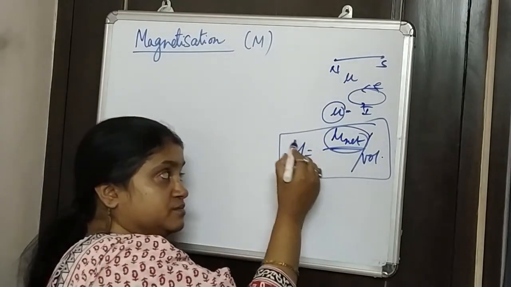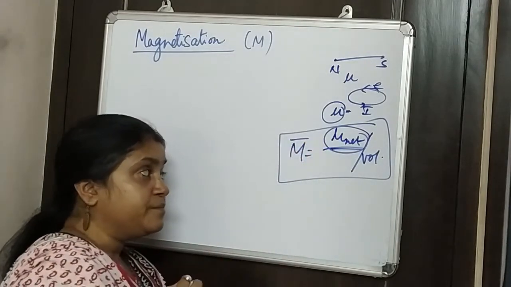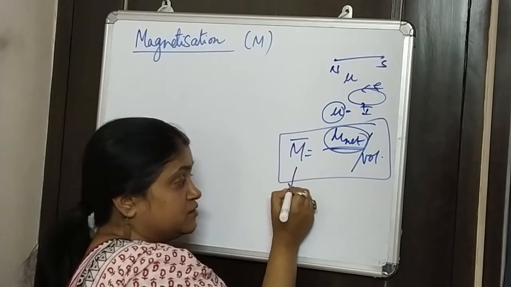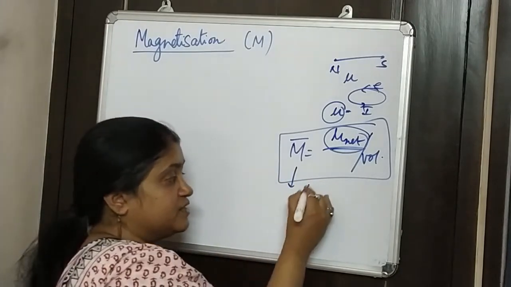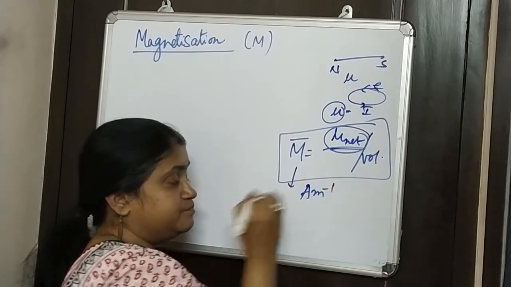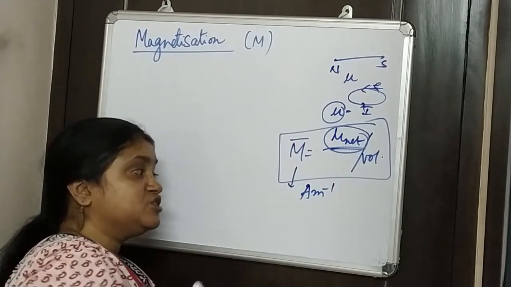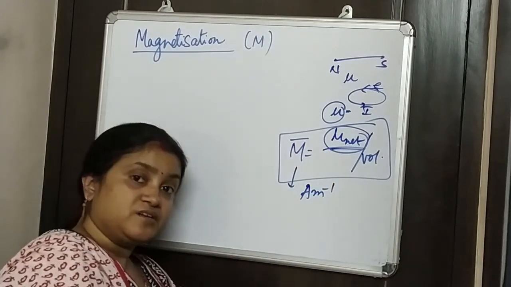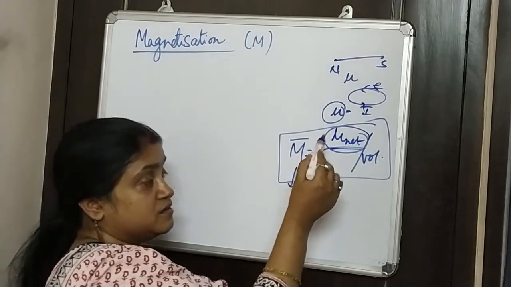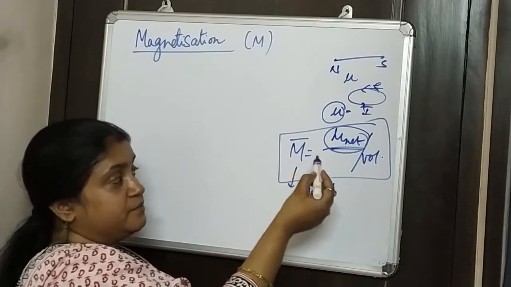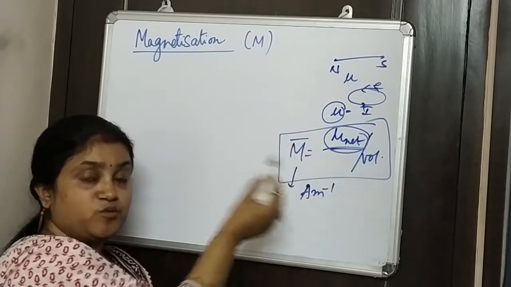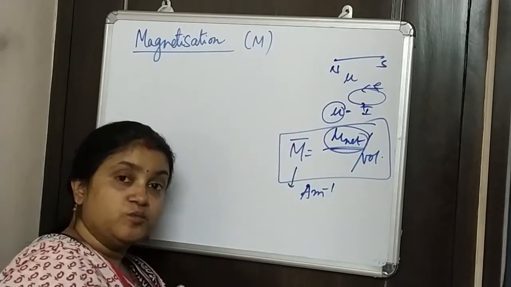So this is also a vector quantity, and the unit is the same as that of magnetic moment per unit volume, that is ampere per meter, the unit for magnetization. This is also a vector quantity. And so what we know is that magnetization is nothing but the net magnetic moment per unit volume of the substance.